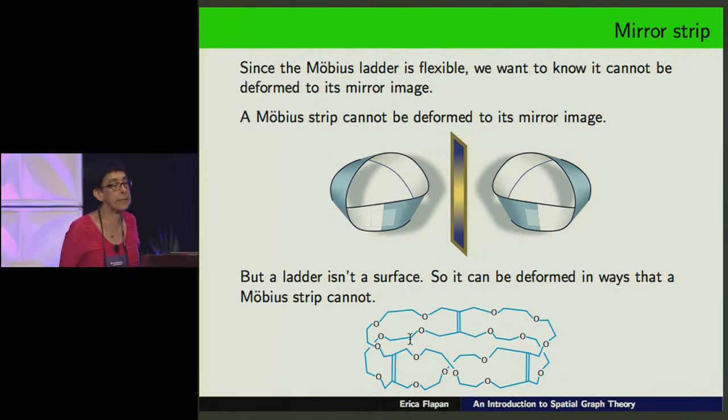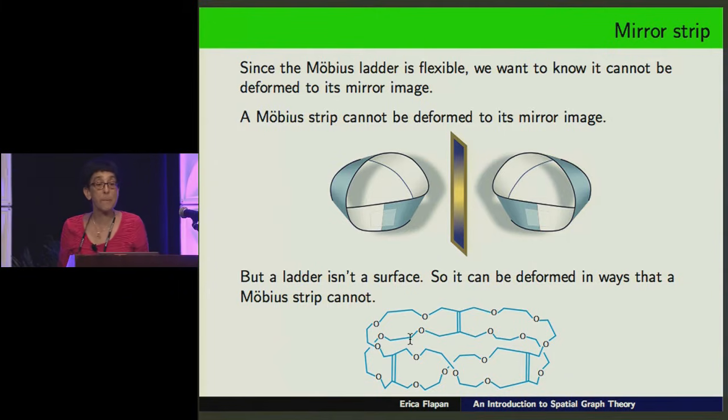The first thing we might consider is a Mobius strip. And it's well known in topology that the Mobius strip can't be deformed to its mirror image. So here you see the Mobius strip and its mirror image. The only difference between those is, again, the twist in the front.